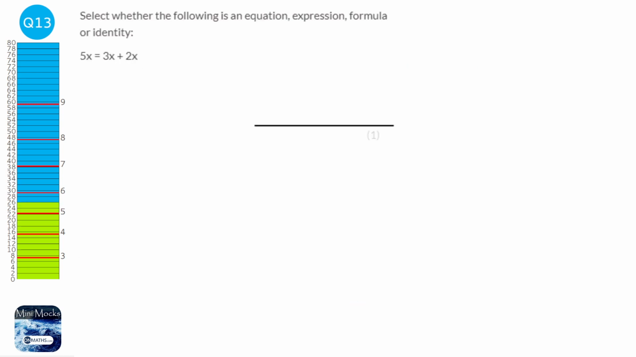To answer this question, we need to know what an equation, expression, formula, and identity is. So the formula is basically an equation but for real world things. So area equals pi r squared. It's where the letters actually mean something. Expression is just algebra without the equal sign. So 5x plus 3 would be an expression. An equation has an equals and it can be solved. So you can find out what x is or find out what a is.